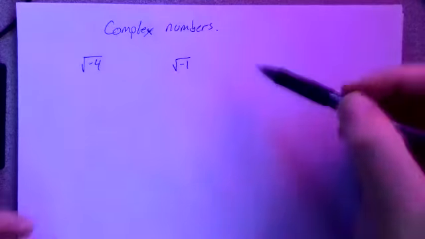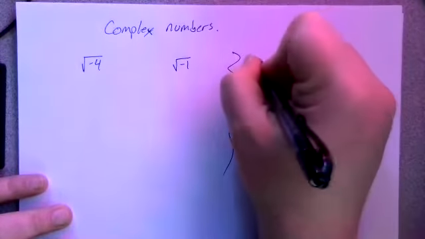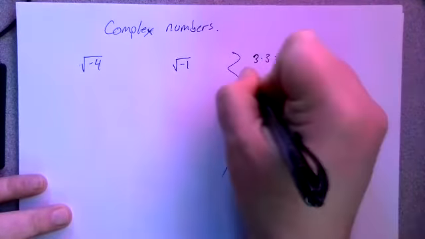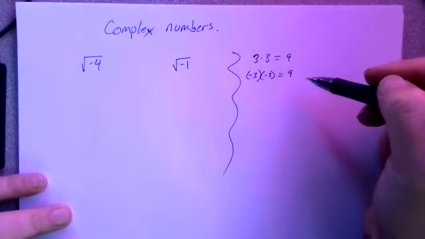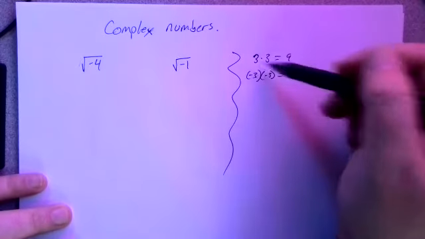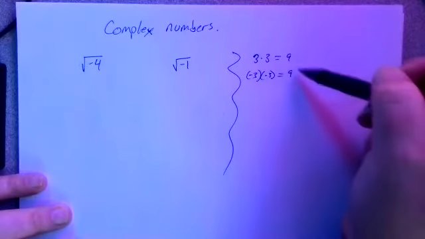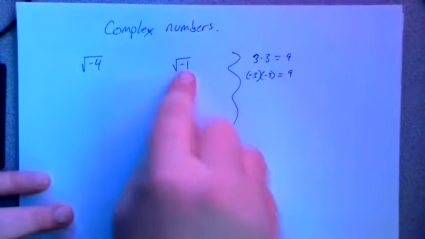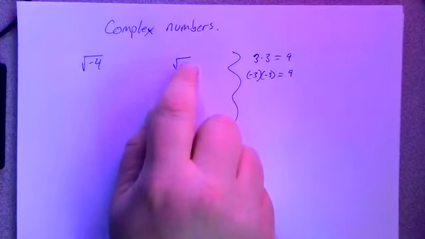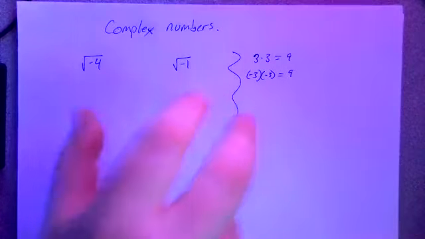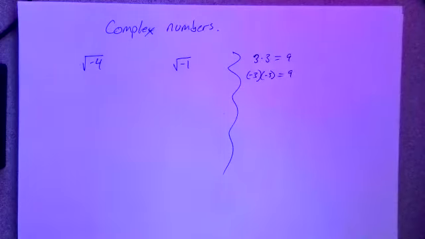Just some exercise that I like to do whenever we do this, just to remind ourselves, right? 3 times 3 is 9. -3 times -3 is 9. And it's important to remember this because positive numbers times themselves are going to be positive, and negative numbers times themselves are going to be positive. So the square root of a negative number, like -4 or -1, is impossible with what we know in the real number system.